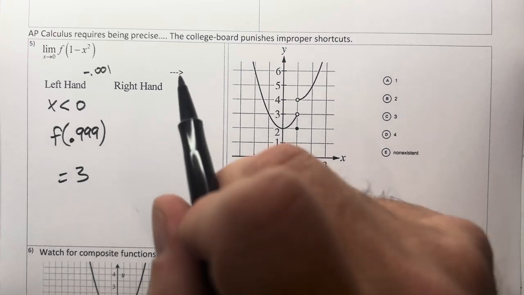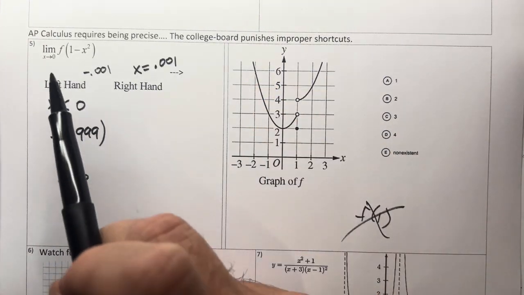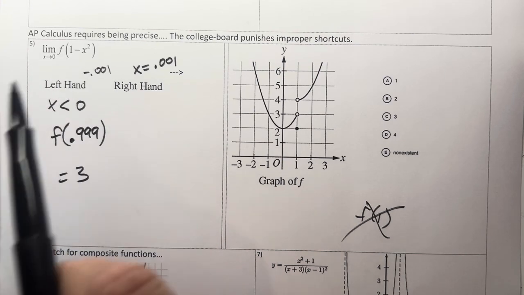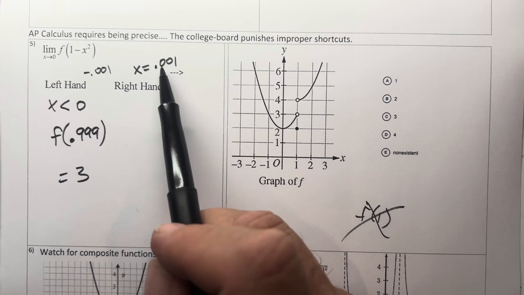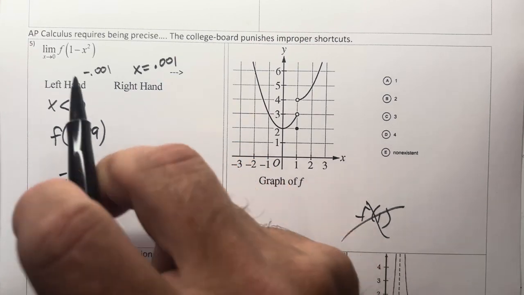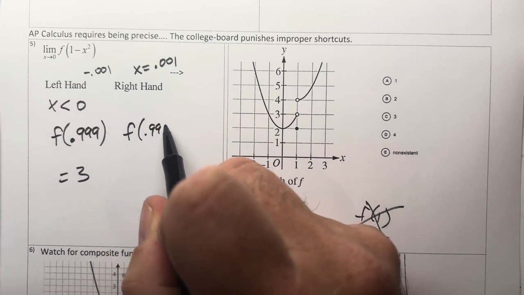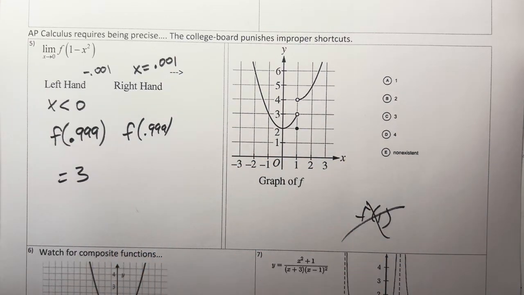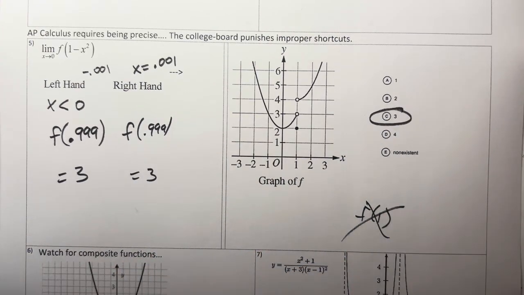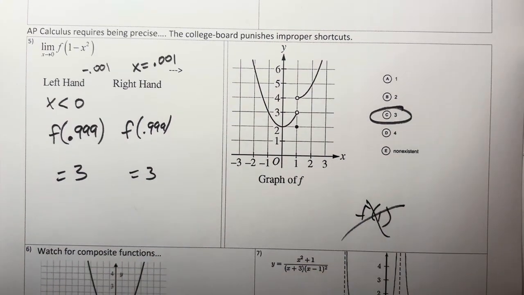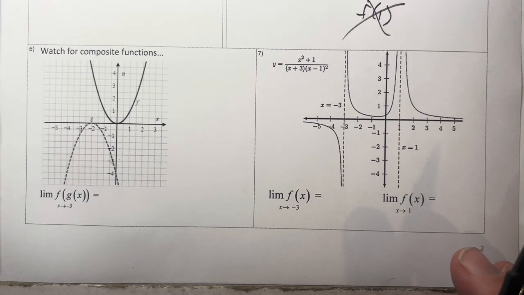Whereas if I'm at x equals 0.001, the right side of 0, when you square that, it's still positive, and you're still going to be looking at 1 minus 0.00 something. You're still going to be at f of 0.99, or 0.99999, whatever you want to think about. And that's going to be equal to 3 again, and so this one does come out to be 3. Just some basic practice with composite functions.